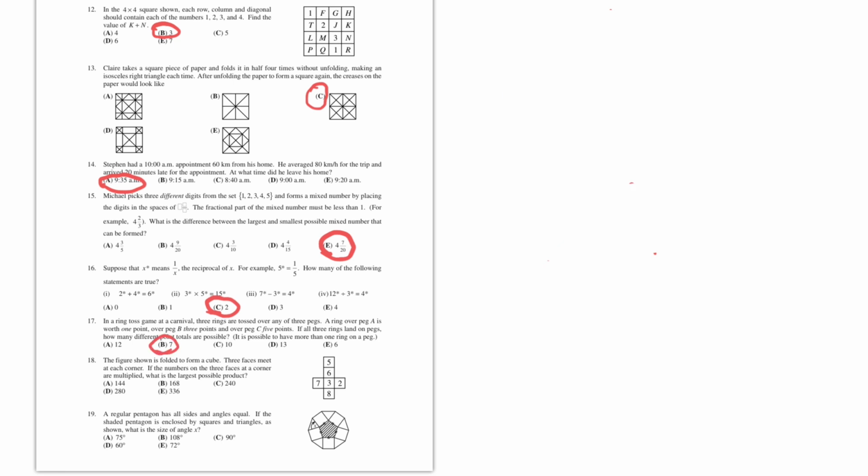Number 18. The figure shown is folded to form a cube. 3 faces meet at each corner. If the numbers on the 3 faces at a corner are multiplied, what is the largest possible product? So we copy the figure.